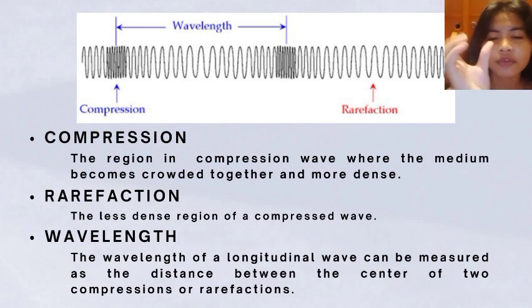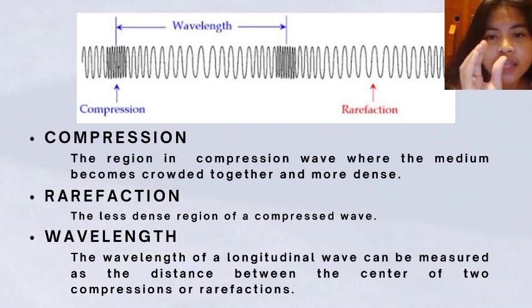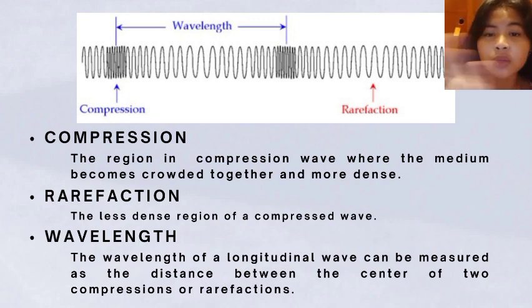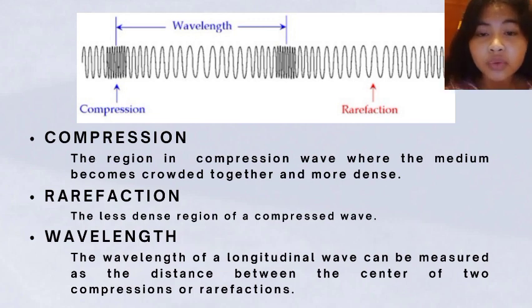Say for example, this is a compression site. We will locate the center of it. Then we will also locate the center of the neighboring compression site of the first compression site. The distance between the centers of the two compression regions is the wavelength of the longitudinal wave.